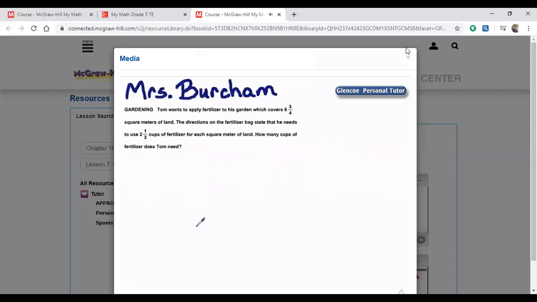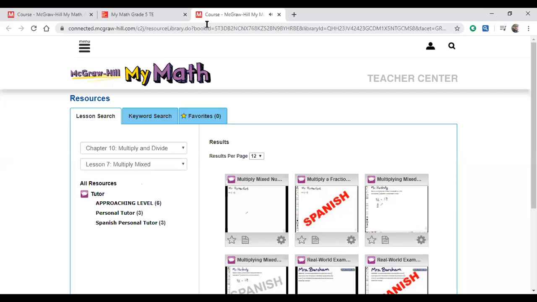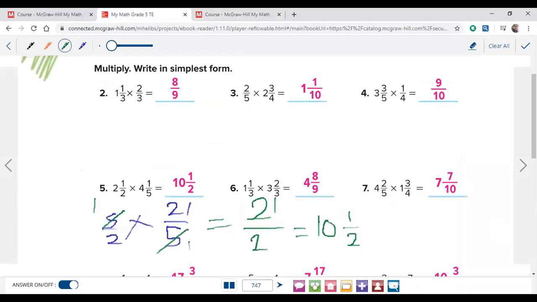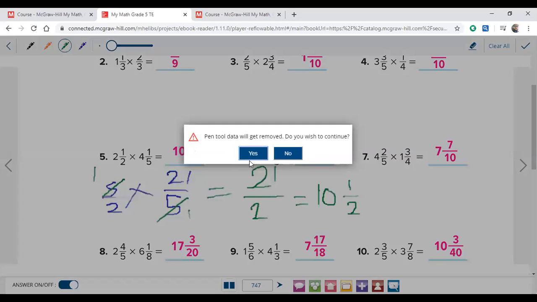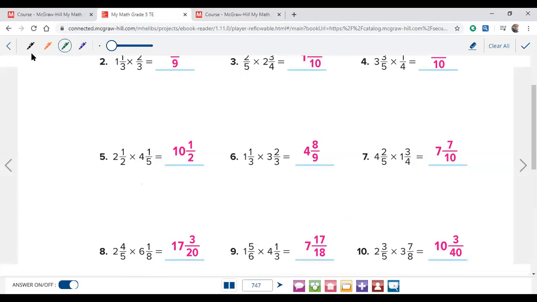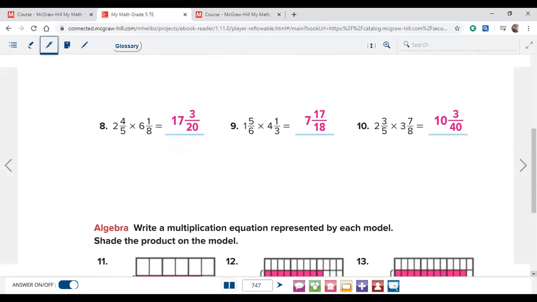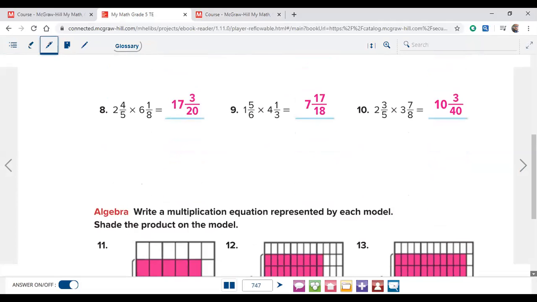Hi, I am Mrs. Bertram, and we are going to multiply mixed numbers. Now, we are going to check another one, the same page, 747. You have the answers already. Try to do it by yourself, do the steps to find the same answer, as we learned it.